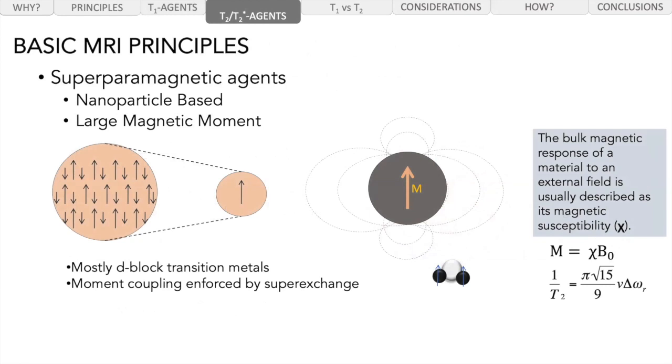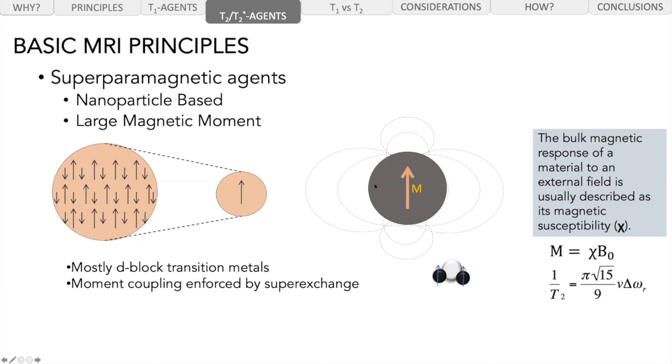So that's for T1. Now T2 and T2 star agents are a little bit different, and the main class of them are really nanoparticles. So these are superparamagnetic nanoparticle agents that are mostly based off oxides. So iron oxide, for example, or d-block transition metals. And what they are, they're crystals in which there's a mixture between iron 2 and iron 3. And those two magnetic moments actually align or couple antiferromagnetically and end up having a net magnetic moment. So one can think of them as a small little permanent magnet.